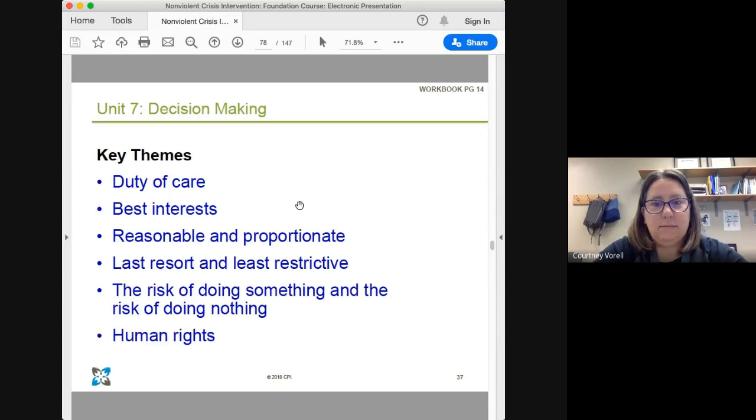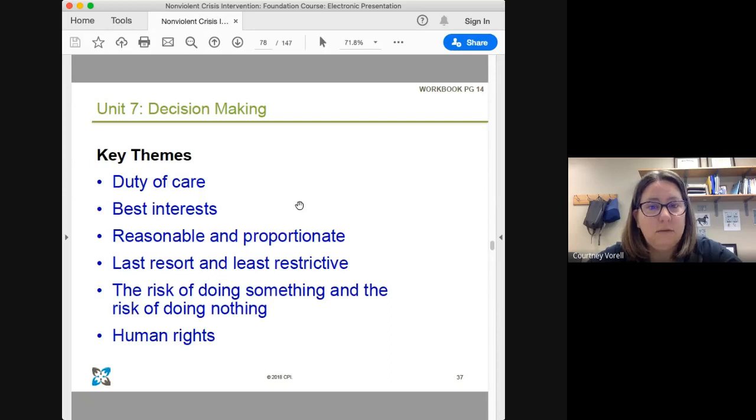Some other key themes when we're making decisions would be our duty of care to our clients, and in this case, our students, our coworkers, other people involved in the crisis, maybe bystanders. What is in the best interest of the person in crisis or those involved in the crisis? I've already mentioned this, but being reasonable and proportionate in our response. That's a big one, and I think the decision-making matrix allows us to do that.